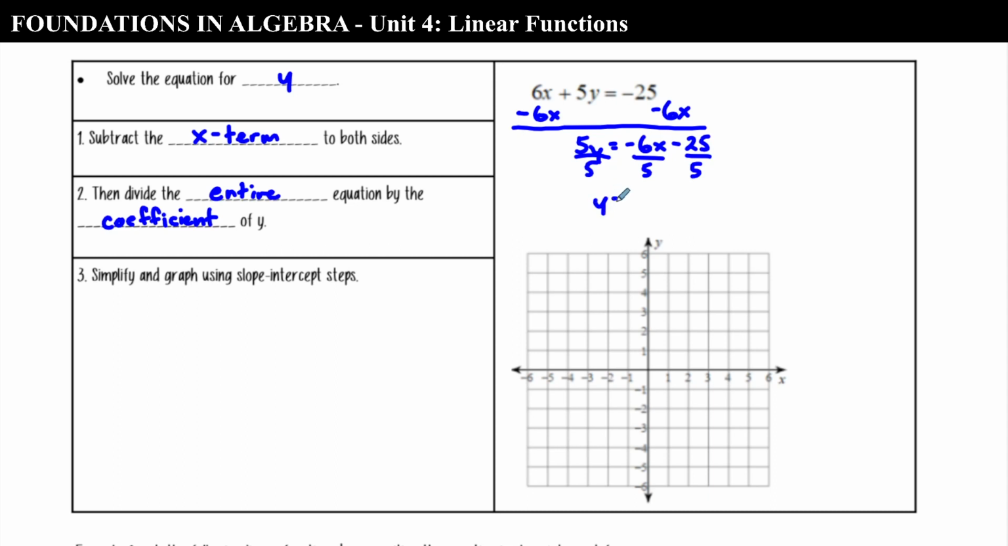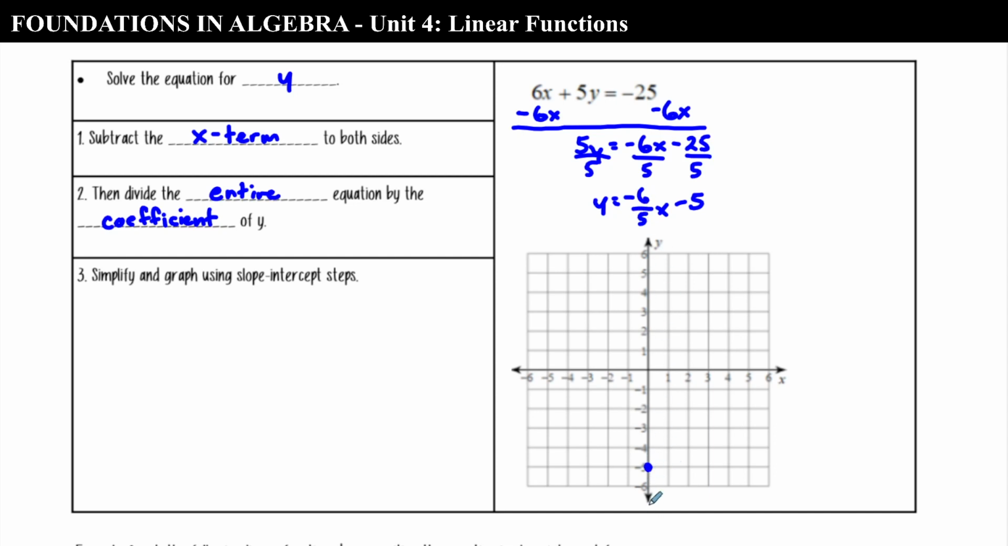And that gives us y equals negative 6/5 x minus 5. Okay? And we just saw that the y-intercept is negative 5 when we tried doing it by using 2 points. So our y-intercept is negative 5, and our slope is negative 6 over 5.